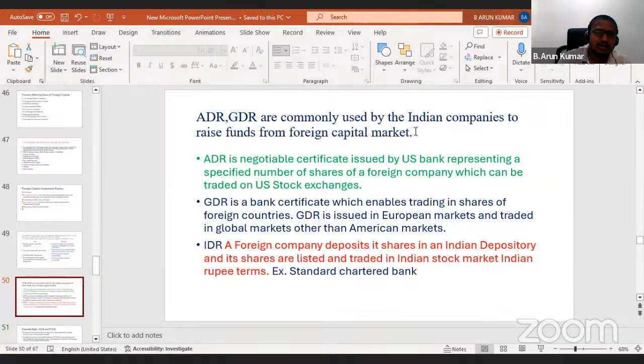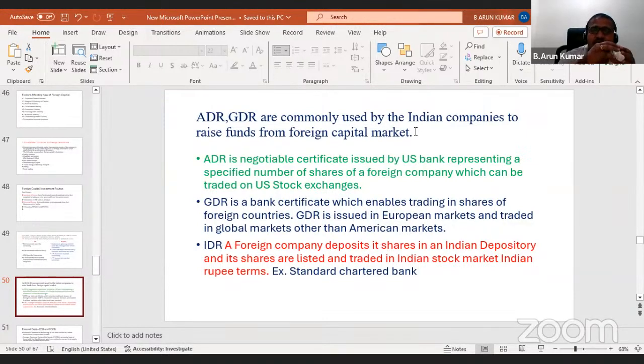ADRs are American depository receipts. GDRs are global depository receipts. If Indian companies raise funds from America, they raise them through ADRs. If Indian companies raise funds from places other than America, they issue GDRs.